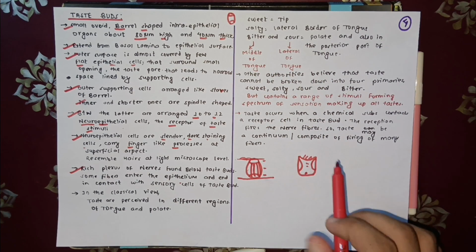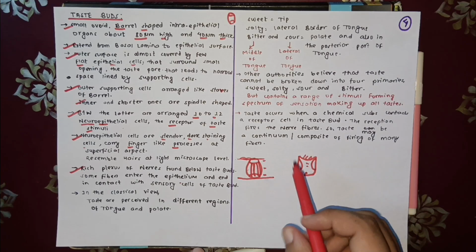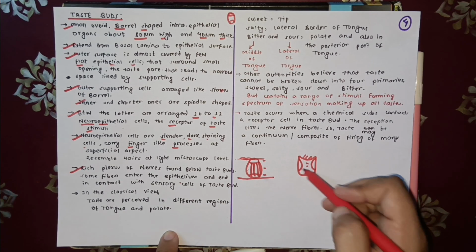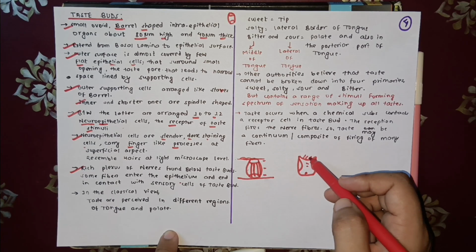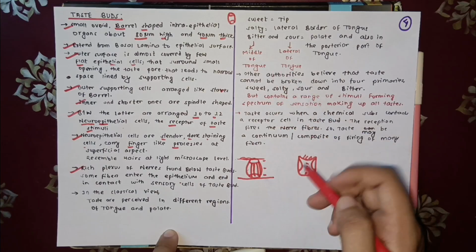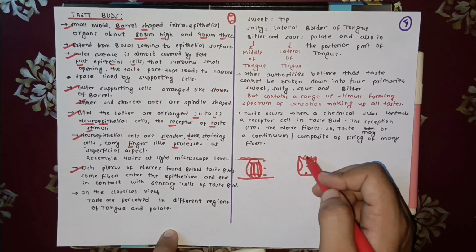So this was the classical view, and it can be asked in a viva also. So sweet at the tip, salty at the lateral side, and bitter and sour at the palate and also in the posterior part of the tongue, with bitter at the middle of the tongue and sour at the lateral of the tongue.